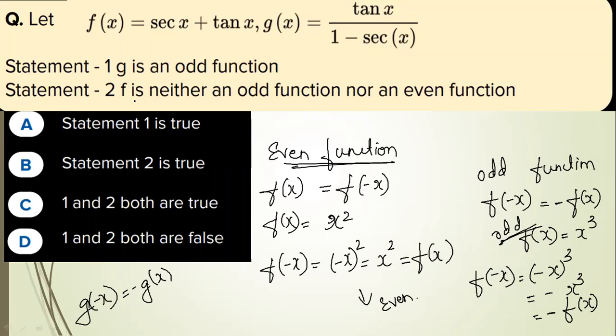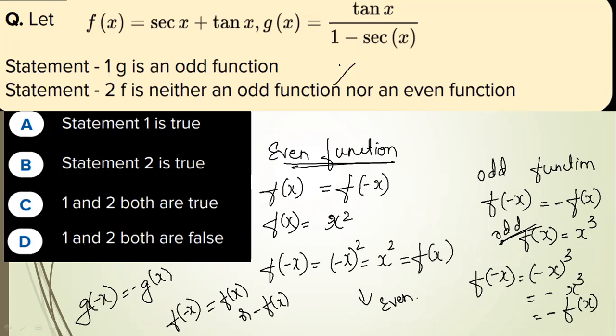And in order to say whether the second statement is true or false, you have to find what f of minus x is. If you are getting it as f of x, or if you are getting it as minus f of x, then it can be odd or it can be even. Then the second statement is false. Suppose you do not get either of these two answers, then the second statement is true.